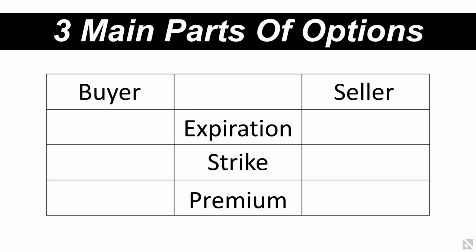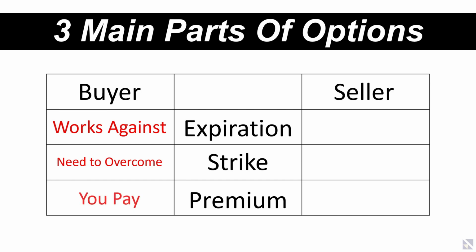Now, as a buyer, the expiration date works against you. You have to be right by a certain date. And every day, a thing called time decay eats away at your option. Now, the strike price is something you need to overcome. The stock you pick has to go in your direction for you to be right and make money. The premium is something you pay to someone else. That's money out of your pocket and right back to that buy and hope mentality.